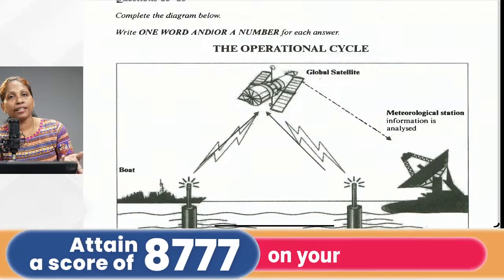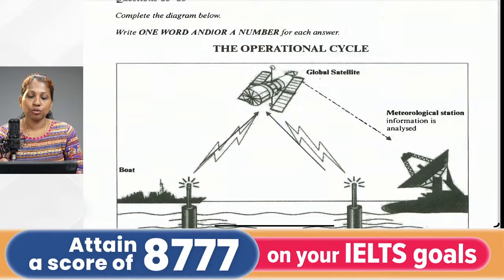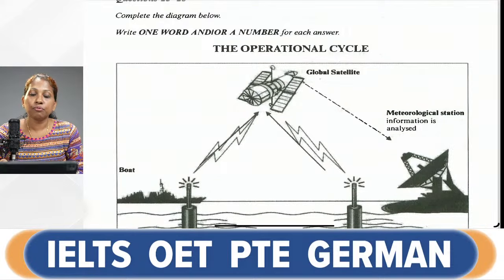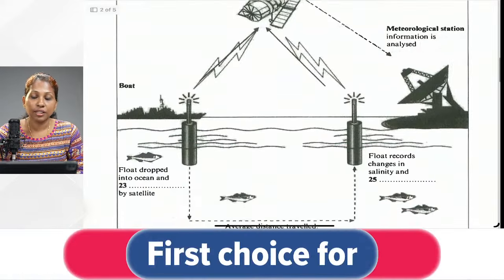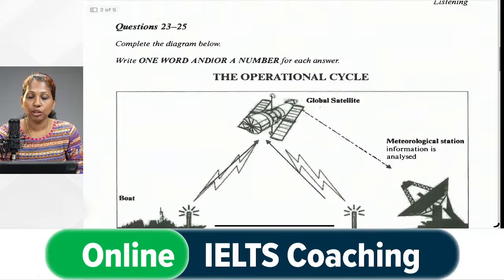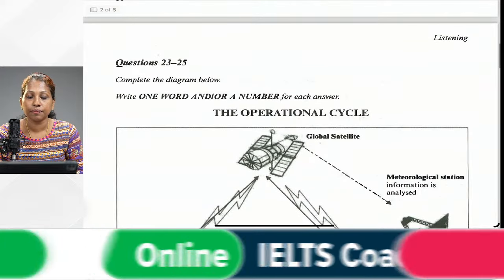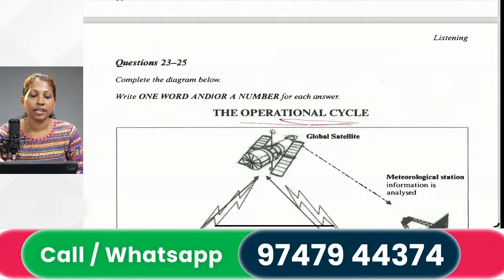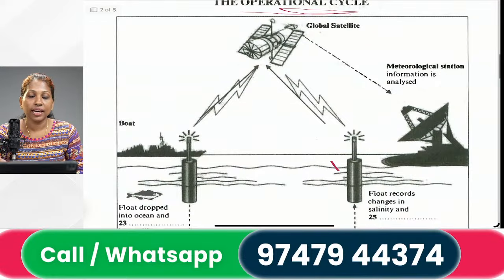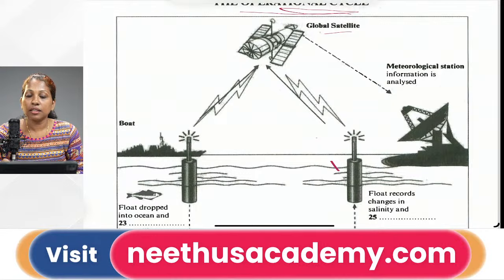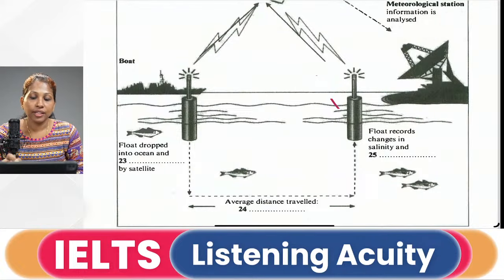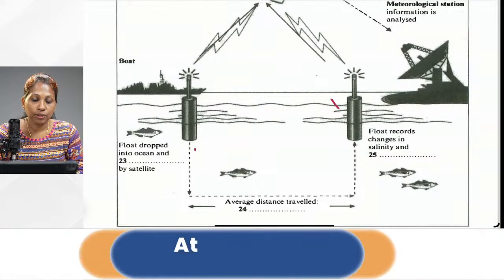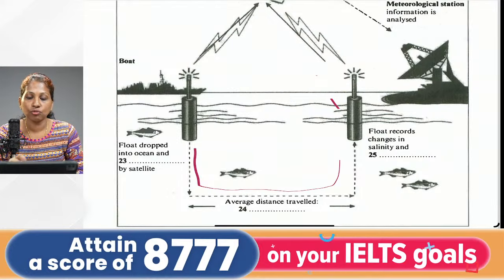Whenever a diagram labeling question comes, which is one of the common kinds of questions, you have to study the diagram a bit, especially the labels and parts already given to you. In this diagram, the title says operational cycle. There is the global satellite, already marked, and the meteorological station where information is analyzed, also arrowed. There's a boat, then water, and a direction arrow telling you the direction of the floats.